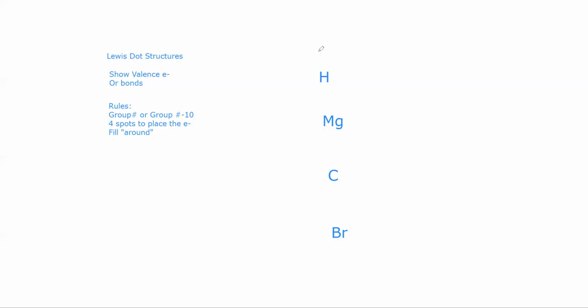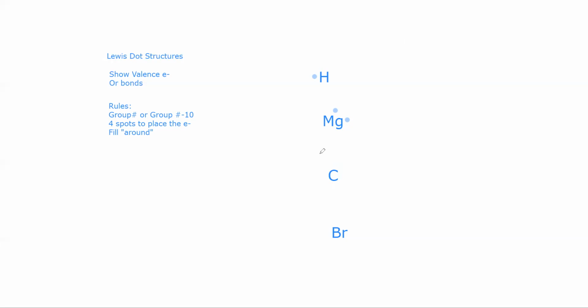So hydrogen is super easy. What's its group number? 1. 1 dot. Magnesium is in group 2. It can get 2 dots. Carbon, what group is that guy in? 4. It gets 4 dots. It might be in group 14 or in group 4A, depending on what your periodic table is. And when we say fill around, it's going to get 1, 2, 3, 4 dots around it.